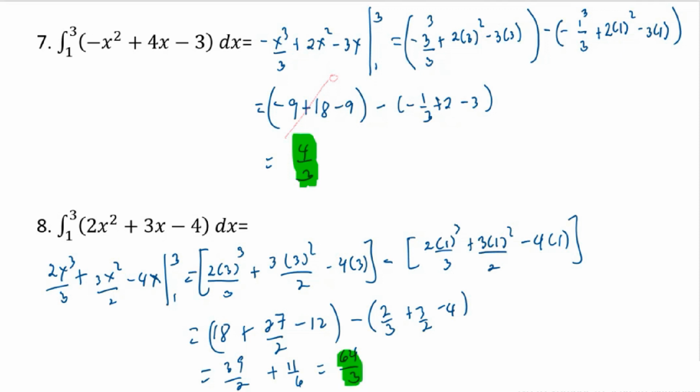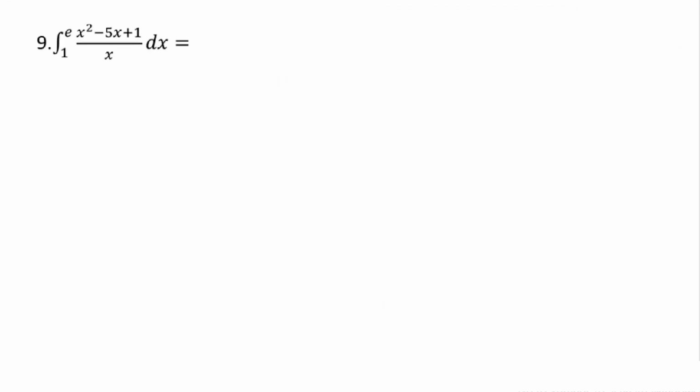All right. So let's move on to the next. We have number 9. We have the integral of x squared minus 5x plus 1 over x dx with the interval from 1 to e. Now let us divide it first. So we have to divide our integrand. So this will give us x squared over x is x minus 5 plus 1 over x dx. So the interval from 1 to e.